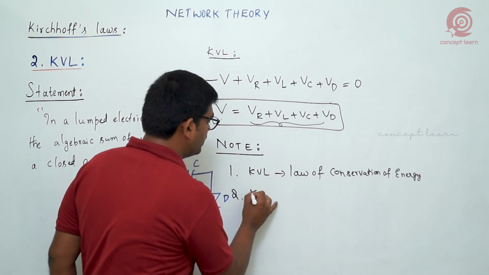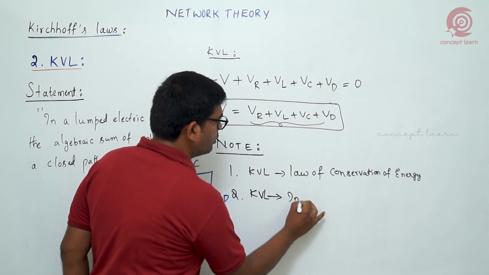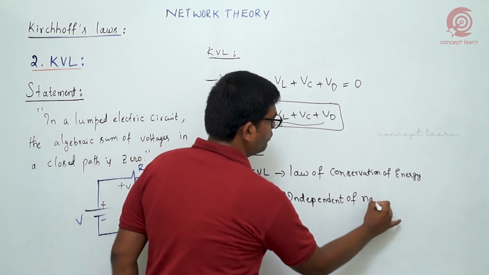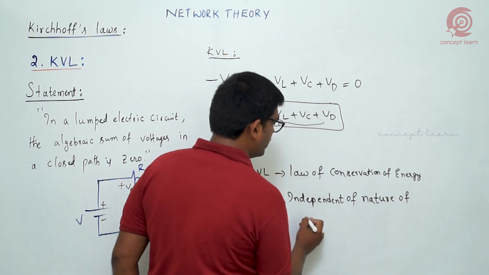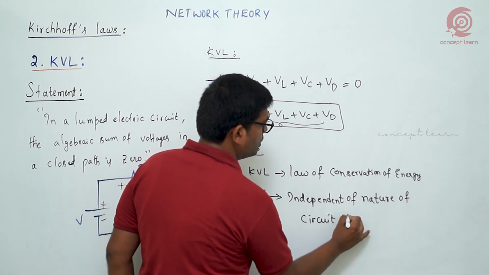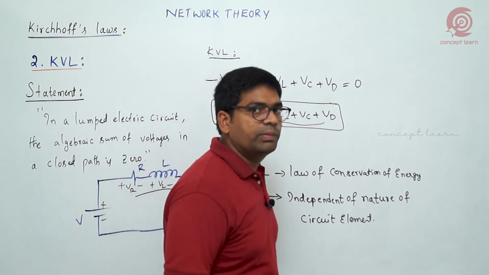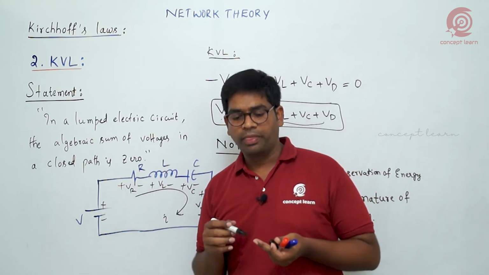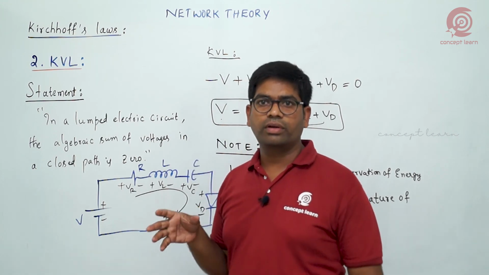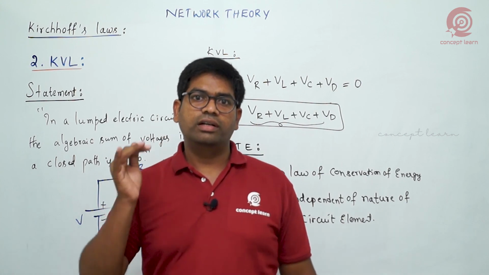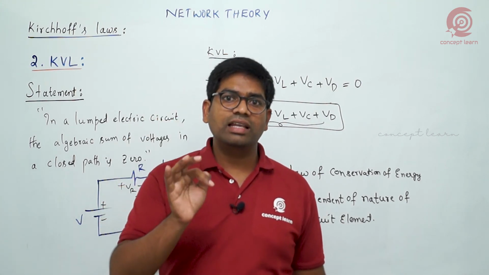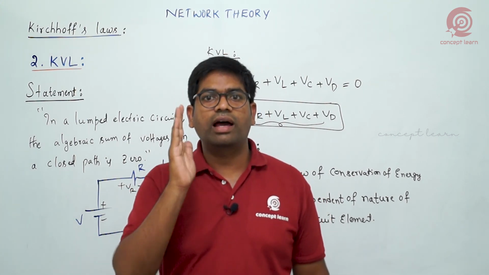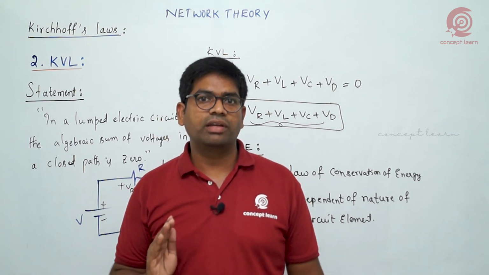So you can even say that KVL is independent of nature of circuit element, right? But again it is also applicable for lumped circuit. So what is the conclusion from this? Both KCL and KVL are applicable for lumped circuit only. Again both are independent of nature of the circuit element, but KCL is associated with law of conservation of charge, whereas KVL is associated with law of conservation of energy. This is the difference between both.